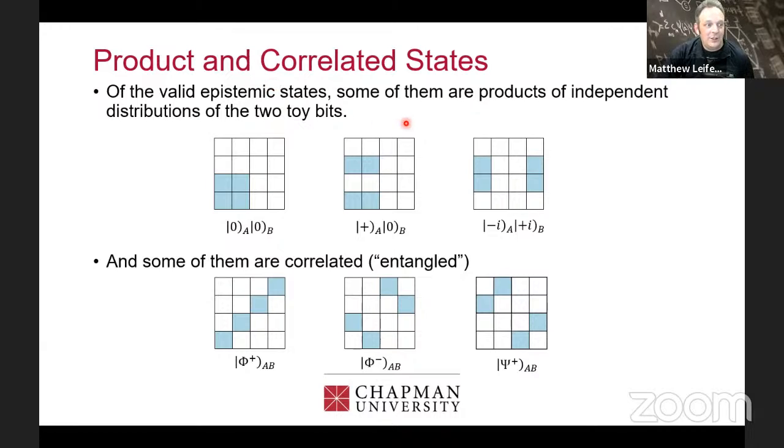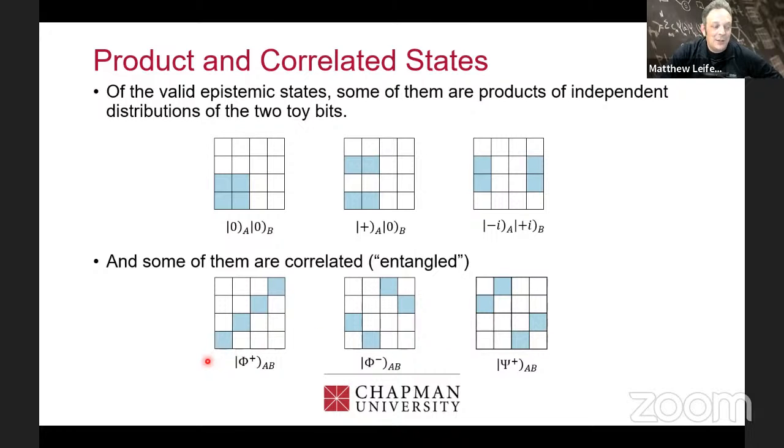Now, some of them are just products of independent distributions of the 2 toy bits. So you choose a valid epistemic state for toy bit 1, you choose a valid epistemic state for toy bit 2, and you just have them in those states with no correlations. And so here's some examples of those. But we also have states which are correlated, where the questions that you know the answer to are not about each system on its own, but about how the 2 systems are correlated with each other. Okay, so in this state, we know something about how the 2 bits are correlated in each of these 3 states.